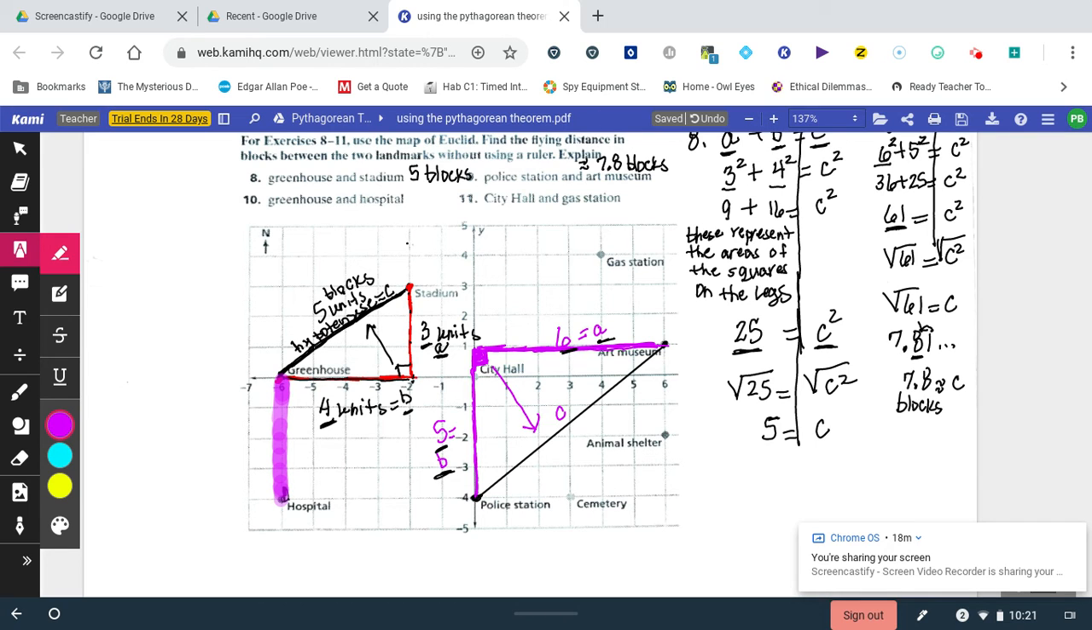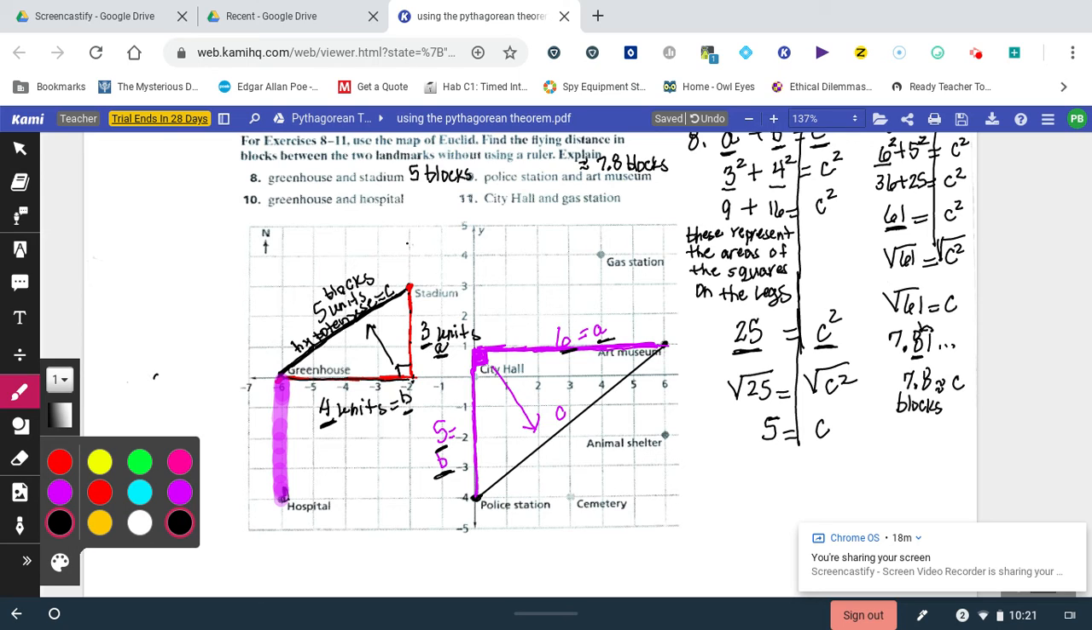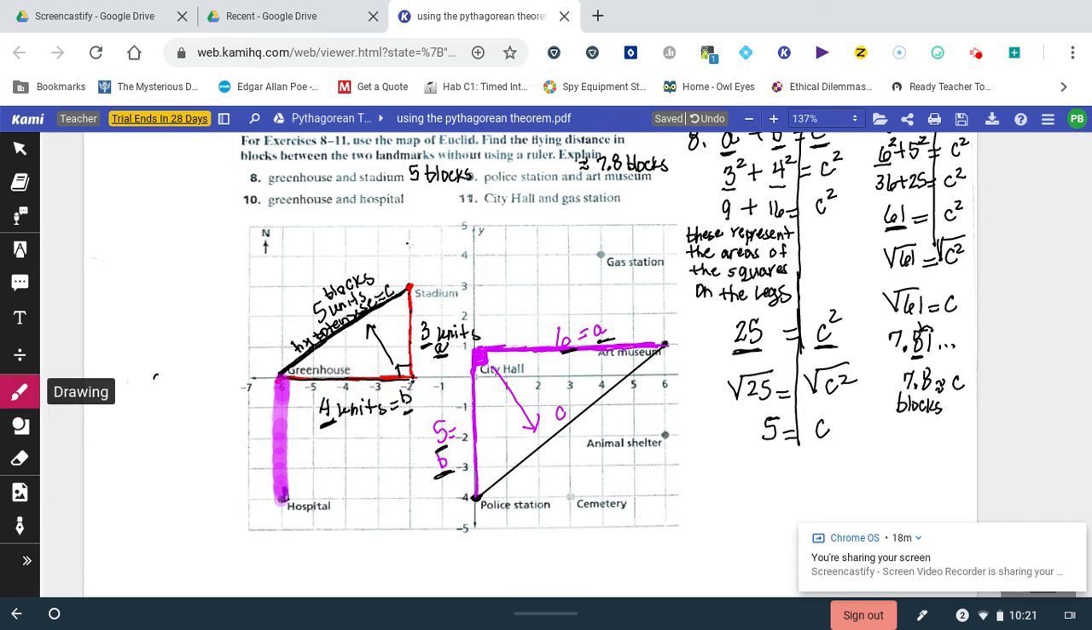All right, but if you notice, the greenhouse to the hospital is a straight line distance. I mean, it's not slanted, it's not tilted. So since it's not tilted and it's just a straight line, you just count the blocks. Well, how many blocks is it? Because you can fly from here to here, you don't have to make a right triangle on it because it's vertical. Any vertical or horizontal piece, you just count. So that's 1, 2, 3, 4, just 4 blocks.